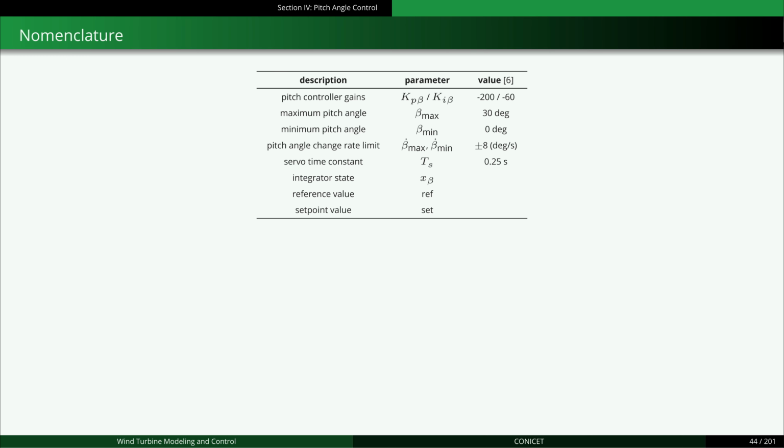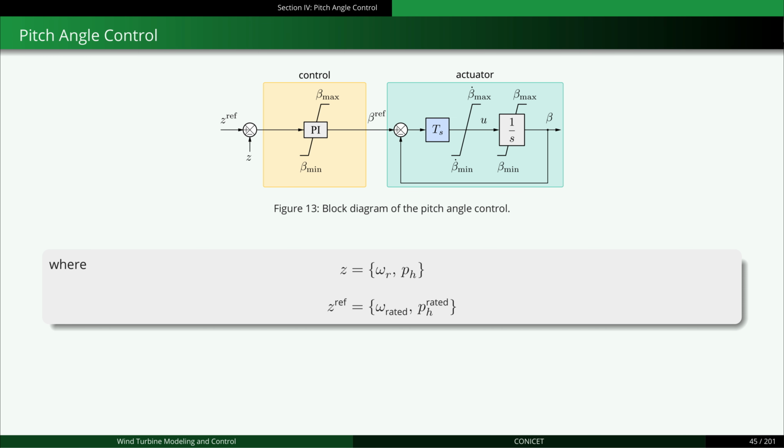These are the parameters used in this section. Figure 13 shows a block diagram of the control and actuator. The control is a proportional integral controller. In Figure 13, the controller input is represented by the error of a generic variable z. This variable is either the rotor speed or the delivered active power, depending on the control approach used for the wind turbine. These approaches will be explained later in the lecture.